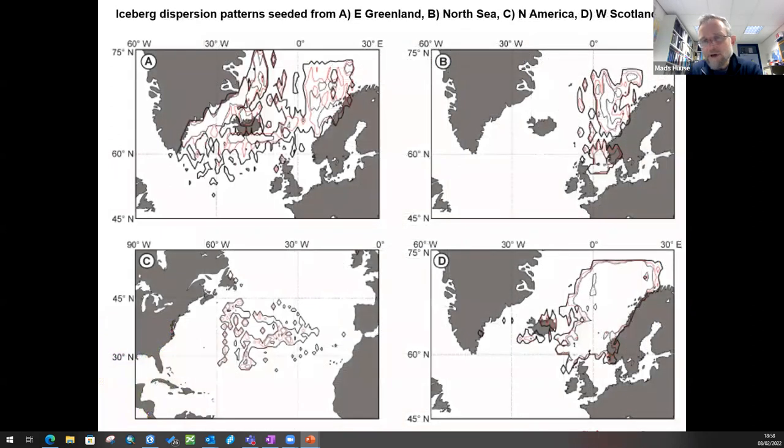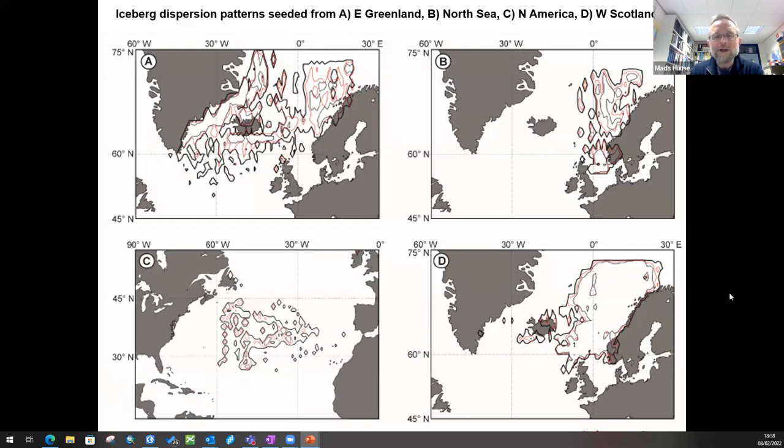So where did these icebergs come from? Of course, we don't know in principle that there was ice around the margins of the North Sea. They could have come from Greenland. They could have come from northern Norway. So we had very helpful help from a paleoceanographer who could seed icebergs around the North Atlantic. These were seeded from Greenland in the top left, from the North Sea in the top right, from North America in the bottom left, and from Western Scotland in the bottom right.